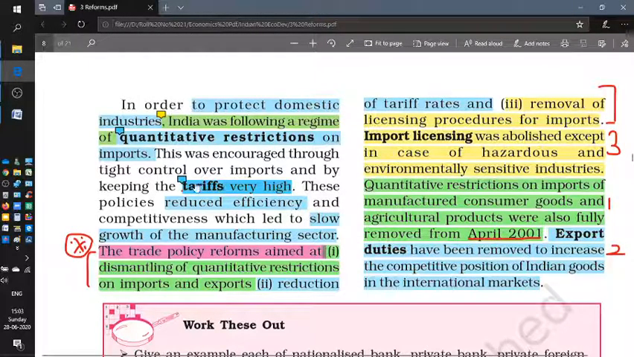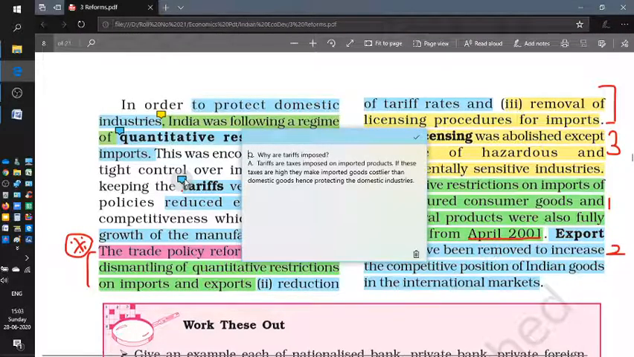Why do we need to impose tariffs? Tariffs are different from QRs. Tariffs are taxes imposed on imported goods. When importers bring goods from outside, they know the price, but they have to pay a tax on those products. That's why they are called tariffs. They make the price of those imported goods costlier. When they become costlier, people find it difficult to buy, so they have to buy Indian goods. It's like protecting Indian companies, Indian industries.